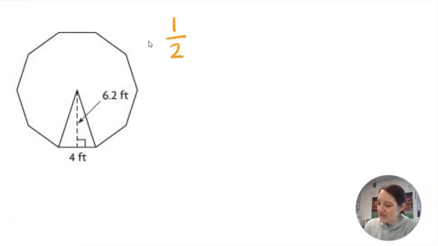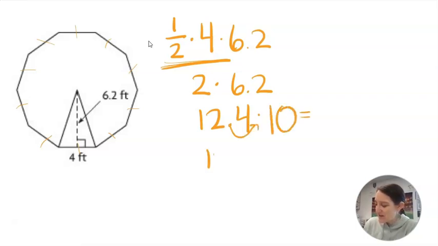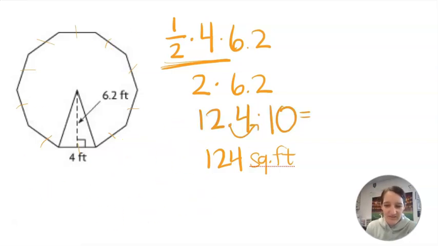So the first step is to get that triangle. 1/2 of 4 is 2. 2 times 6.2 would be 3. Nope, it would not. It'd be 12. Wait, why am I timesing by 2? Oh, because 1/2 of 4 is 2. Okay, so yep, it'd be 12.4. And then, 1, 2, 3, 4, 5, 6, 7, 8, 9, 10. And then times that now by 10, which means I can just scoop it over there. 124 square feet. Now I did all of that mentally and it kind of scares me.